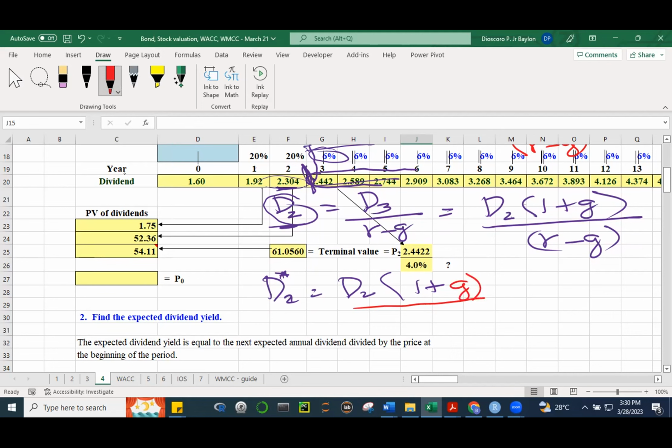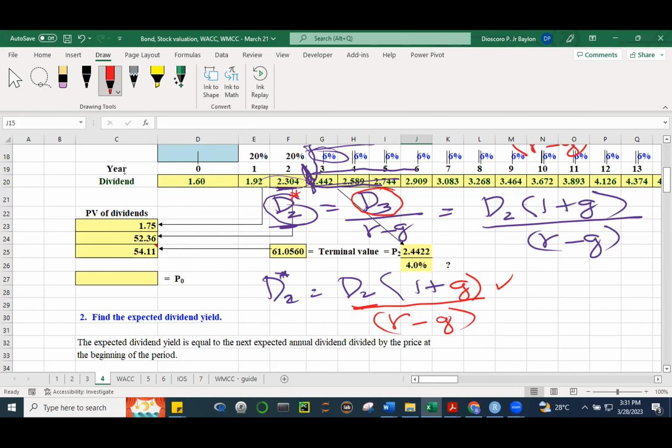Kasi yung formula, class, the equivalent D2 star is equal to the dividend at year 3. The dividend at year 3 is equal to your D2, whatever your dividend for year 2 is, multiplied by 1 plus G. You let it grow by G, the constant growth rate. And then we divide by required return minus the growth rate. So in this case, the required return should be greater than your growth rate. We cannot have a scenario where your required return is less than your growth rate, because that will give us a negative dividend, and that's not possible.